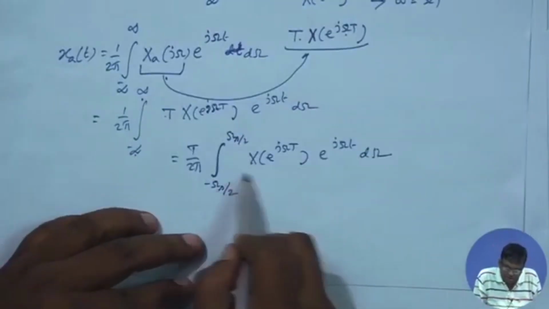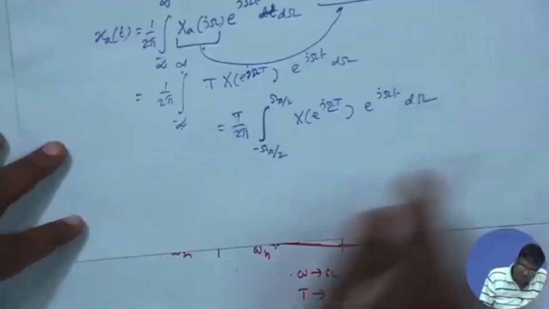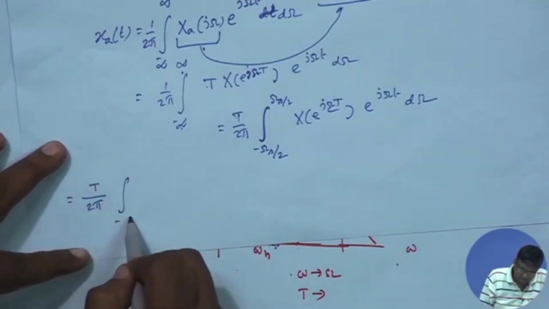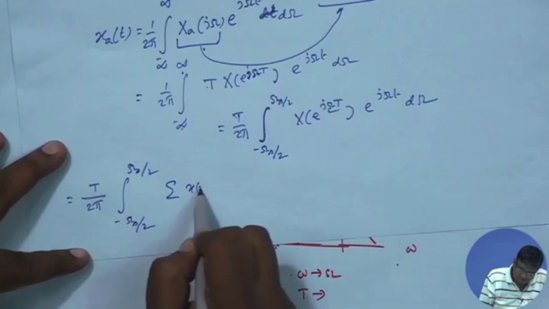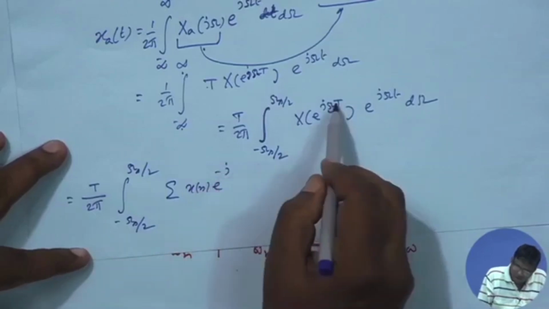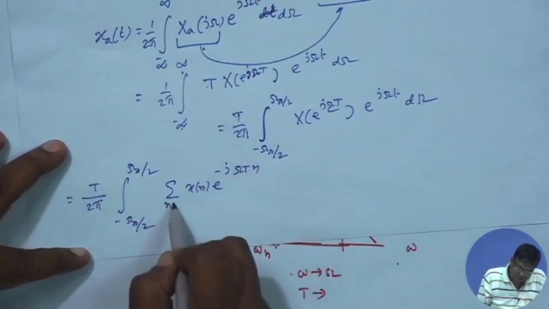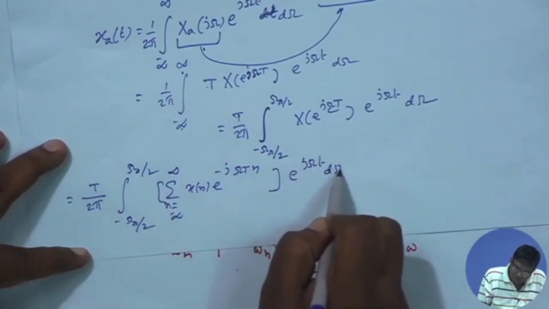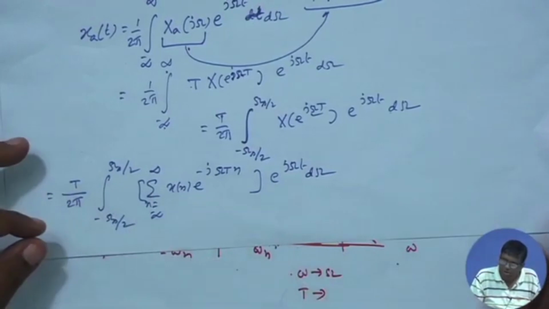But this is the DTFT at this omega. So, I can replace it now by the DTFT expression, summation x of n e to the power minus j analog digital frequency omega T into n, this into e to the power j omega t d omega. All right. Now, there is a double summation. So, you know very well what the next step is, interchanging the two summations.